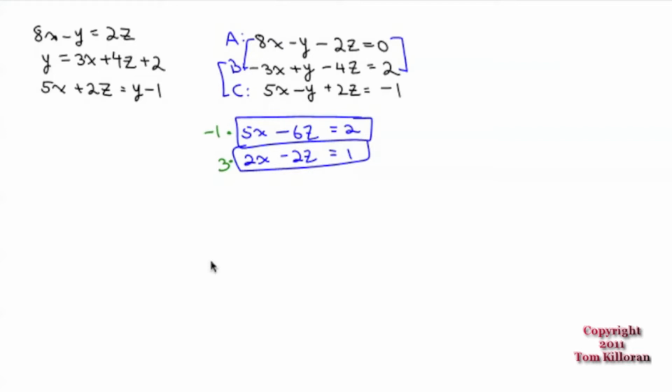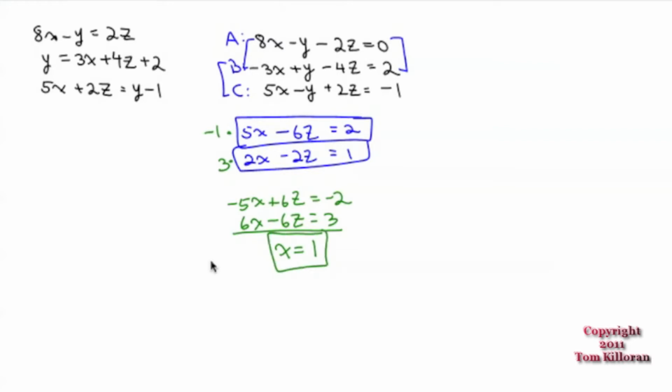All right, if you distribute negative 1, you get negative 5x plus 6z equals negative 2. Make sure you distribute it over the entire equation. Multiply the 3 through and you get 6x minus 6z is equal to 3. And finally, add them together. What do you get? You get x equals 1.